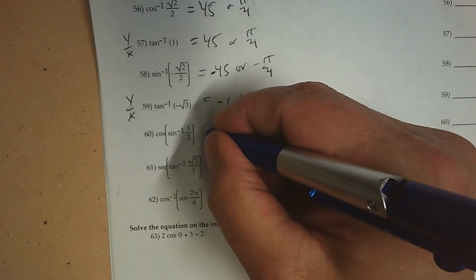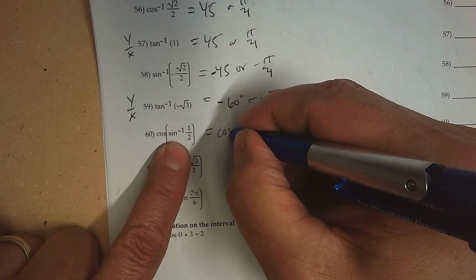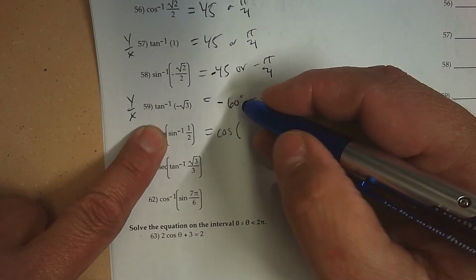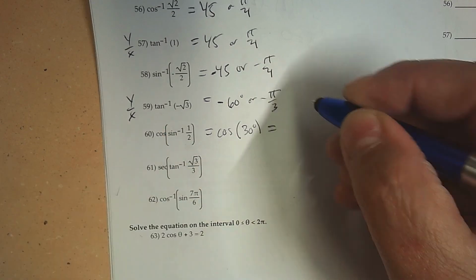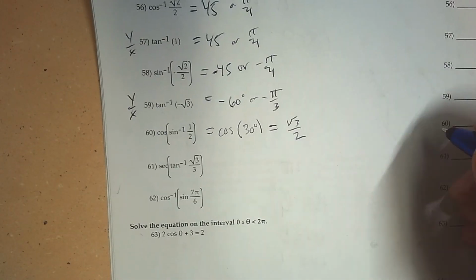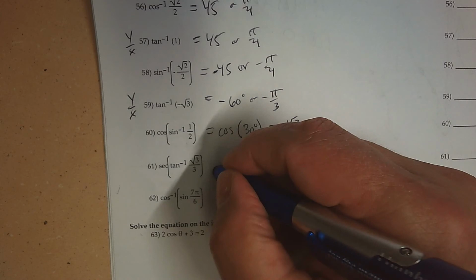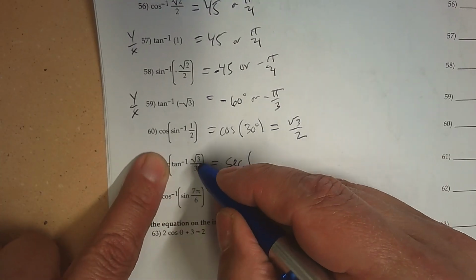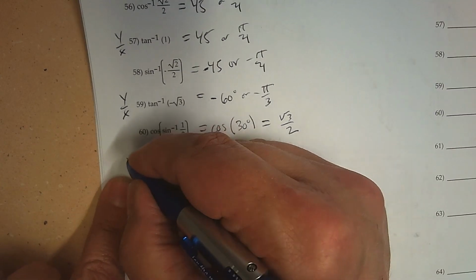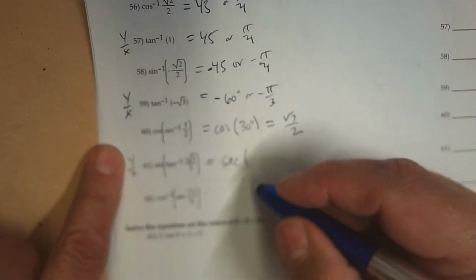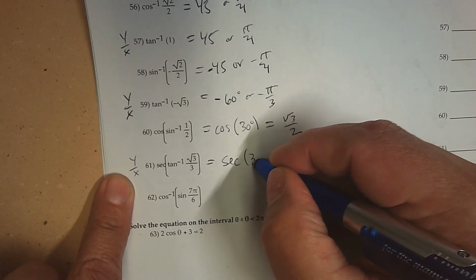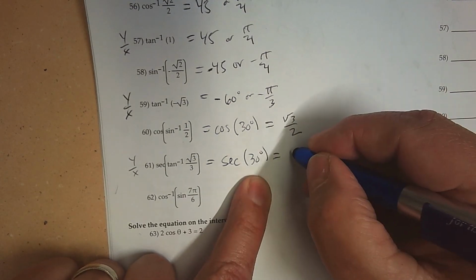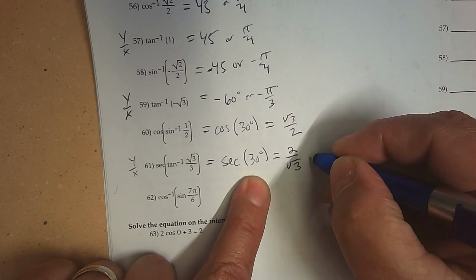Now we have some composites. We've got to go inside, then outside. So inside, what's the angle for when the y-coordinate's 1/2? That's 30. And then what's the value of cosine at 30? And it's root 3 over 2. Again, inside to outside. So what's the angle for root 3 over 3 for tangent? Y over x. This time the y is 1 over root 3. So this is 30 again. And what's the value of secant at 30? Well, it's the reciprocal of the x-coordinate, and then make it look right.